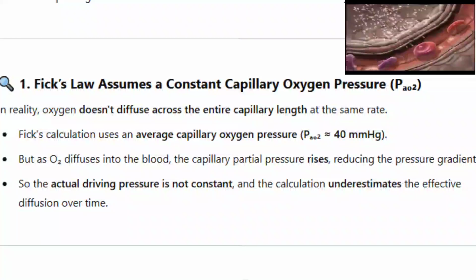Because Fick's law assumes a constant capillary pressure. In reality, oxygen does not diffuse across the entire capillary length at the same rate. The calculation uses an average capillary oxygen pressure of 40 millimeter of mercury. But as oxygen diffuses into the blood, the capillary partial pressure rises, reducing the pressure gradient. So the actual driving pressure is not constant, and the calculation underestimates the effective diffusion over time.